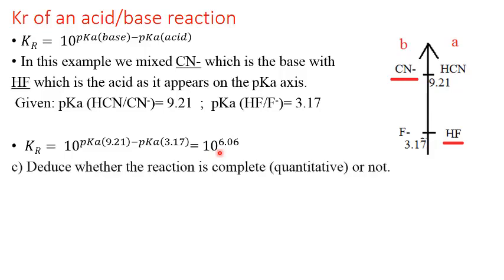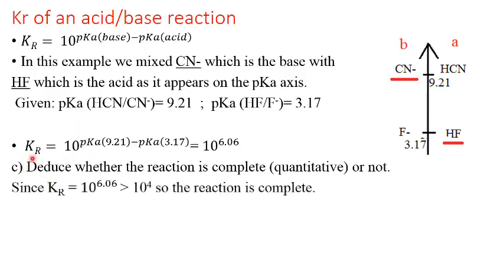Now, what about part C? In part C, they are using the verb deduce whether the reaction is complete or not. The verb deduce means that we have to refer to what we have worked previously in order to deduce. Here simply Kr allows us to infer whether the reaction is complete or not. How? Kr having this value is greater than 10 to the power 4, so the reaction is complete. Why? Because this is a value taken by chemists to consider a reaction as complete.